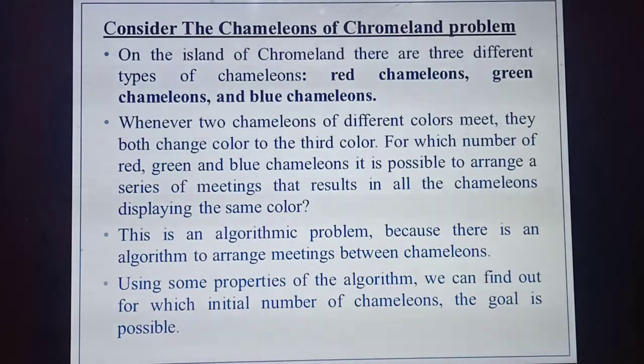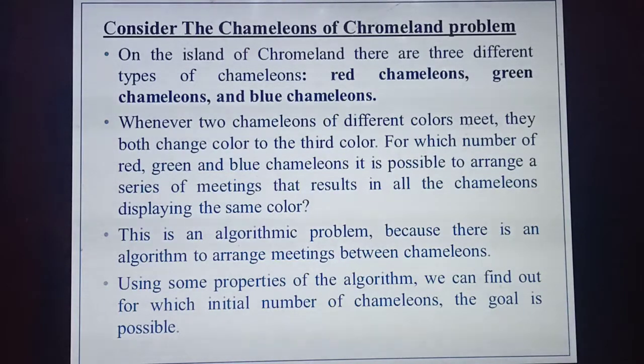In that meeting, any two colors of chameleons are in the same number. What do you mean by same number? For example, take red and green. Red has 5 chameleons and green has 5 chameleons. Both are the same. If in the meeting both colors are the same number, both of them will automatically change to the third color.